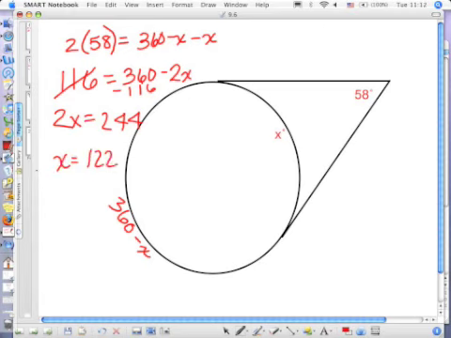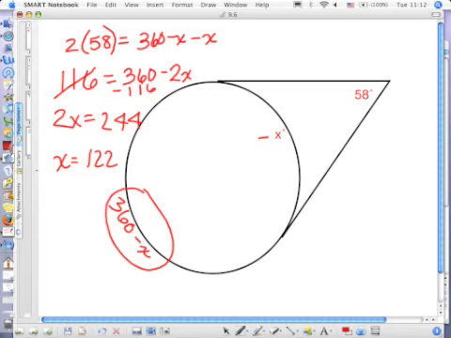Where'd you get 2x? Because this arc is 360 minus x, so I've got to take the measure of this arc and subtract that from it. So I have negative x minus x. Oh, so it's 360 minus 2x. So x has a value of 122.